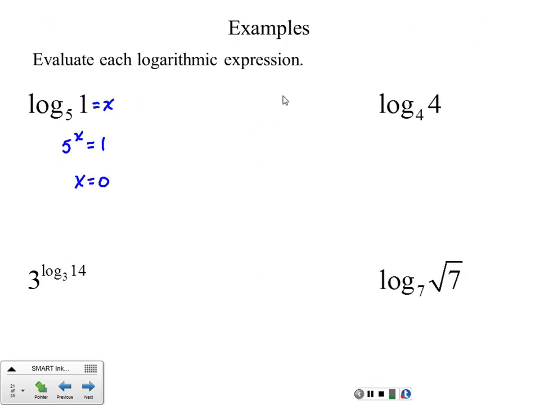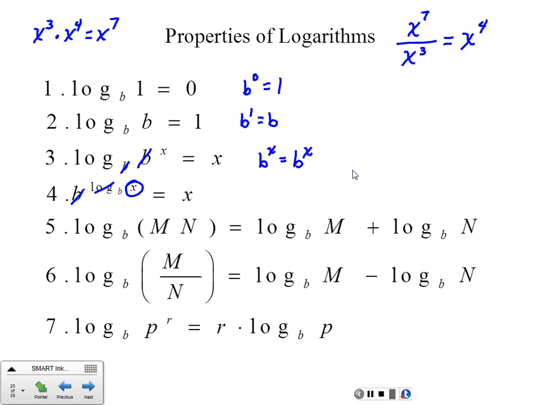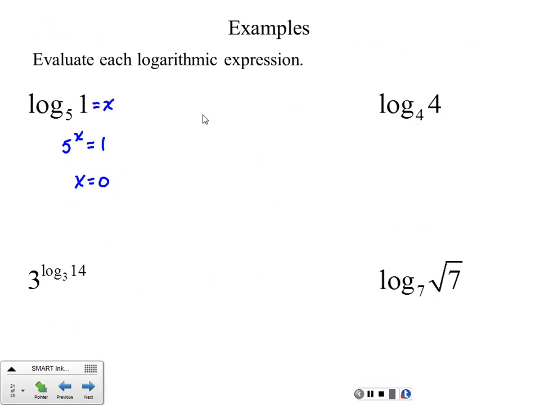Okay, look at this one. What did I tell you if your base and your argument were the same? If your base and your argument are the same, your answer is going to be 1. If your argument and the base are the same, and again, you can change this to the exponential: 4 to the what power is going to give you itself? The only power is 1. Anything to the first power is itself.